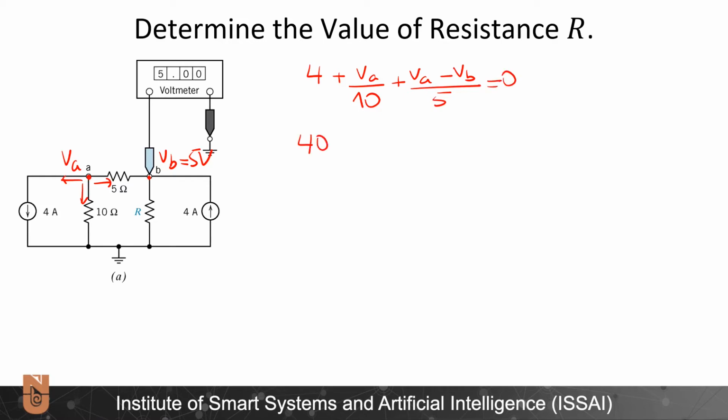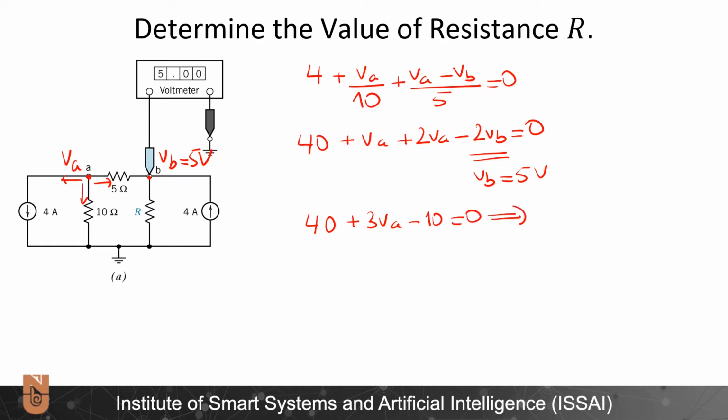Let me simplify this a little bit. 40 plus VA plus 2VA minus 2VB is equal to 0. Now I know VB is equal to 5 volts because the voltage between this node and the reference node is equal to 5. So then this will be 40 plus 3VA minus 10 is equal to 0, and from here I find VA is equal to minus 10 volts. So I know VB and I know VA. So what should I do?